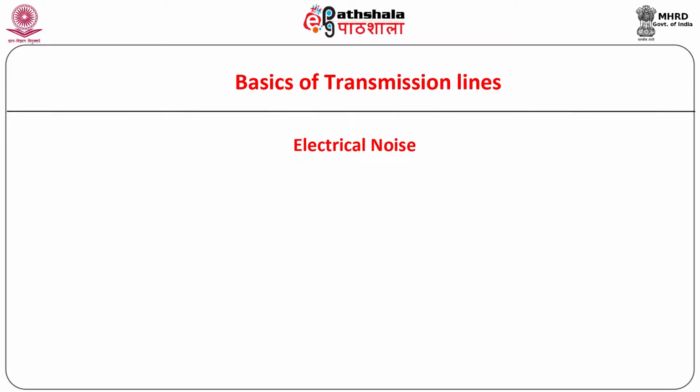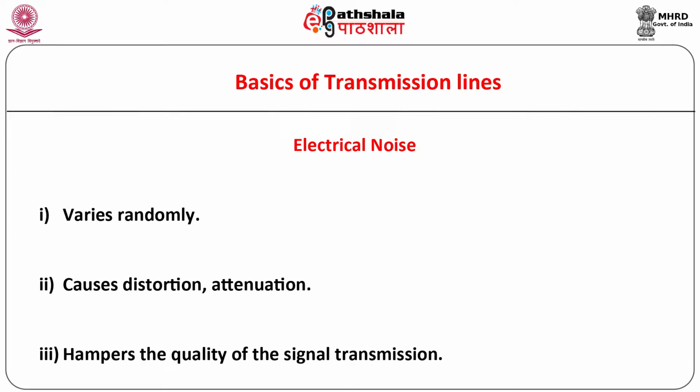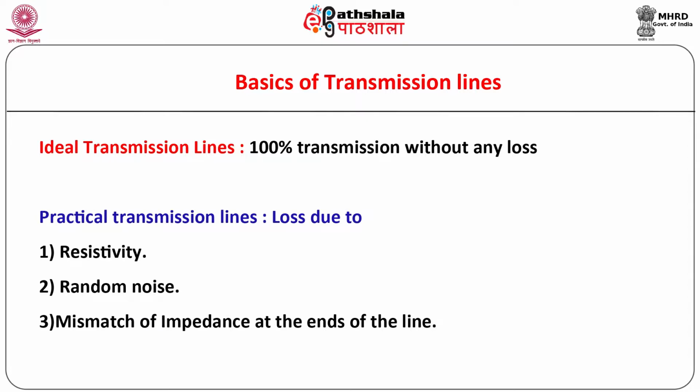Electrical noise, which varies randomly, is one of the prominent factors causing distortion and attenuation, and thus hampering the quality of the signal transmission along the line. Ideally, we expect total transmission of the signal without any loss of power at a very high speed through the transmission line. However, with practical transmission lines, it is not the case. There is always some reflected signal and power loss along the transmission line.